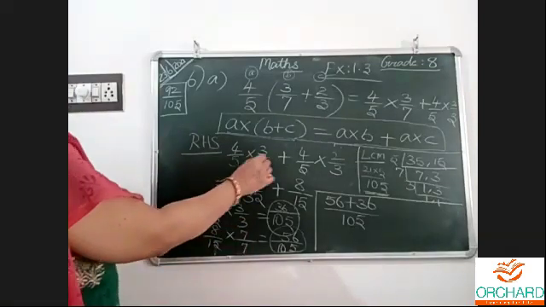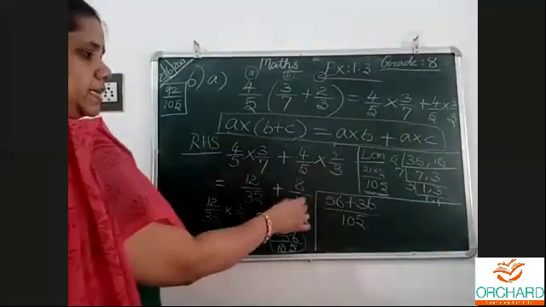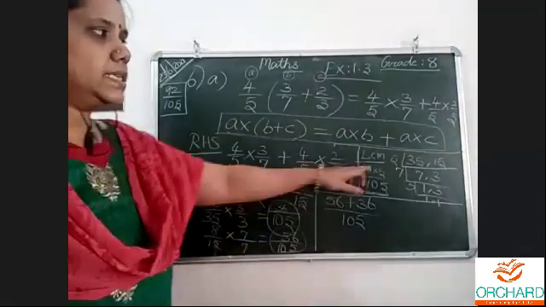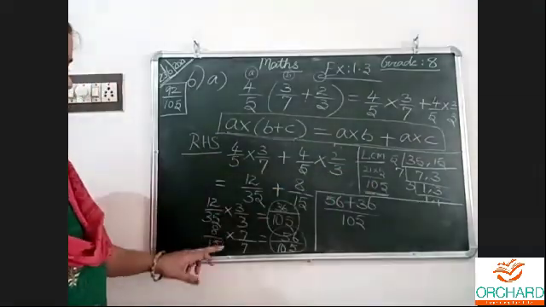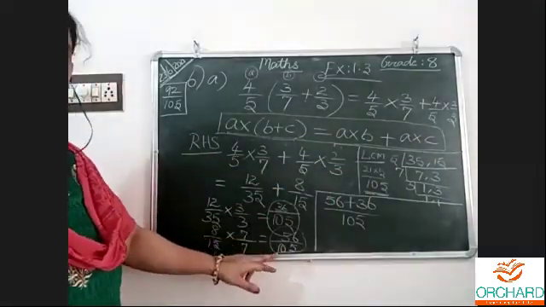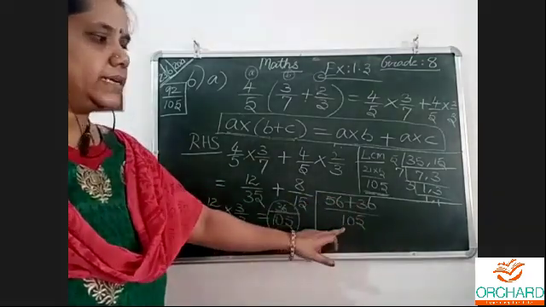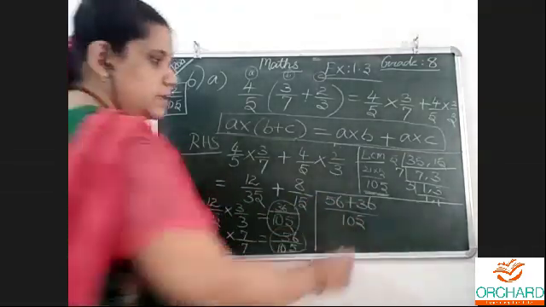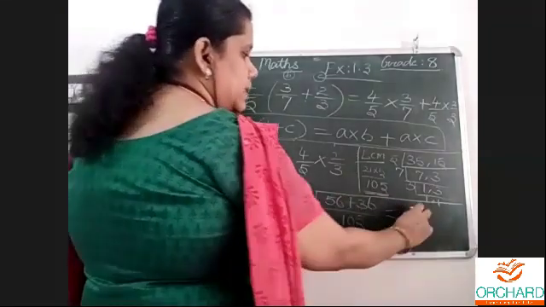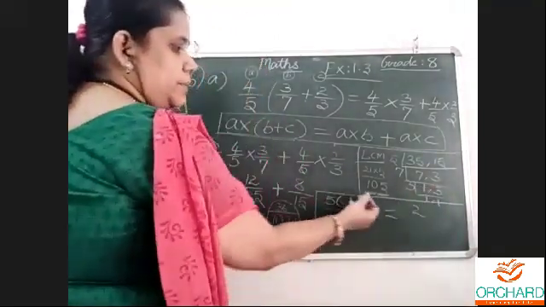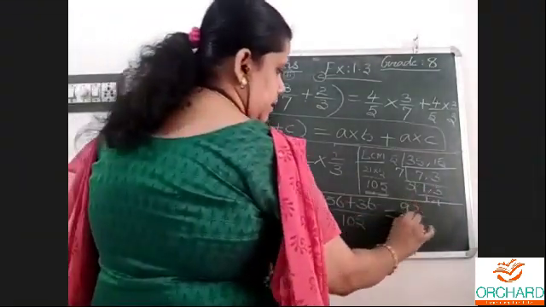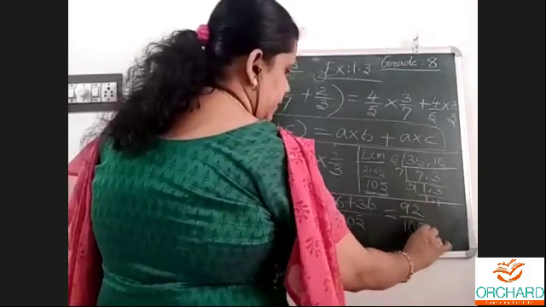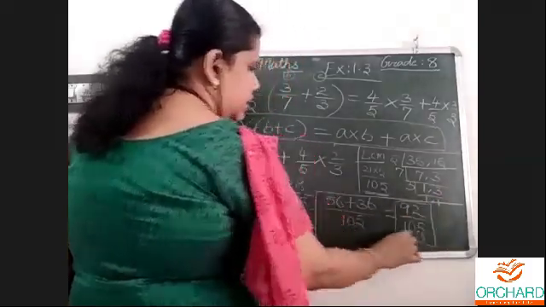Because all process over, multiplication over, now addition. For addition, we did LCM, then we brought the common denominators. Now numerator separate, denominator common. Then add this: 6 plus 6, 12, 2 carried over 1, 5 plus 3, 8 plus 1, 9. 92 by 105. Put a box.